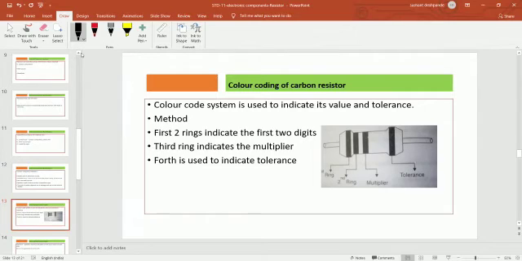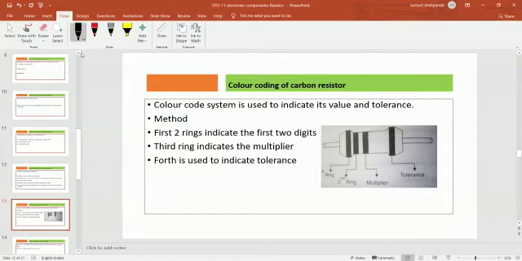So if you see here, there are 1, 2, 3, 4 bands or rings. Each has a specific meaning: the first ring, second ring, third ring, and fourth ring. The first two rings indicate digits. The third ring indicates the multiplier, and the fourth ring indicates the tolerance.